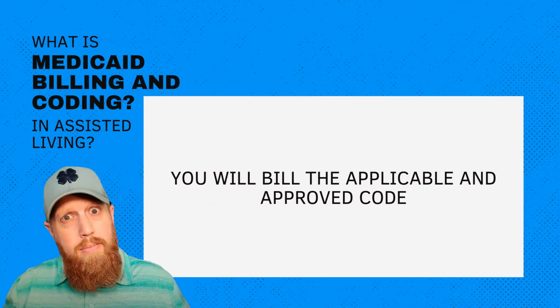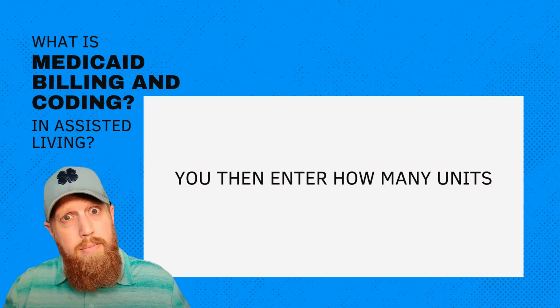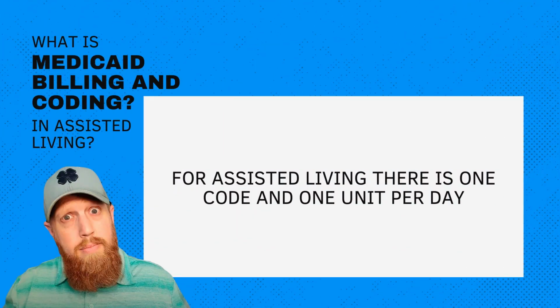When it comes to billing though, it really is as simple as you have the one code, you bill that to Medicaid or the third-party administrator. You bill the amount that it tells you to bill. You bill how many units it has, and then you submit it. For assisted living, you have one code per person, and it's just 1 unit per day. It's that simple. That's all you have to do.